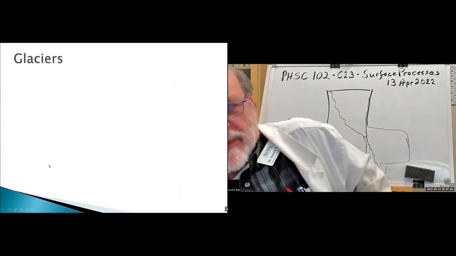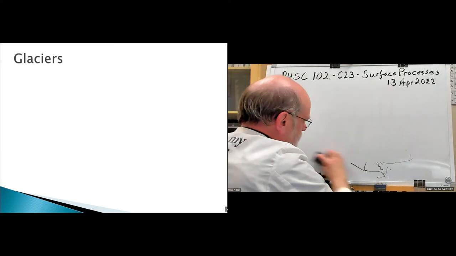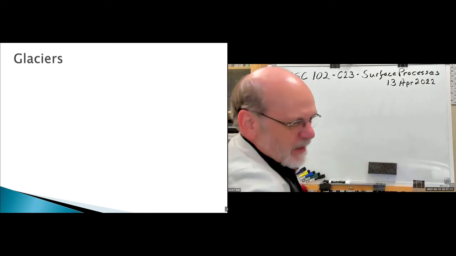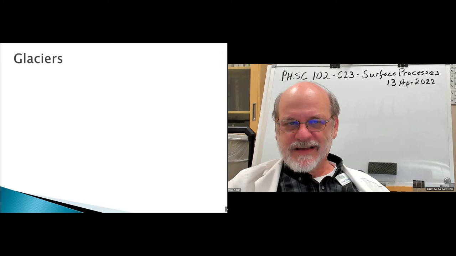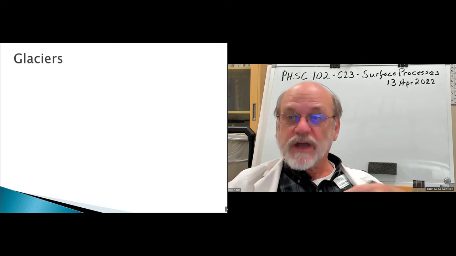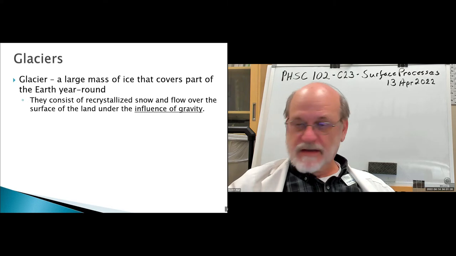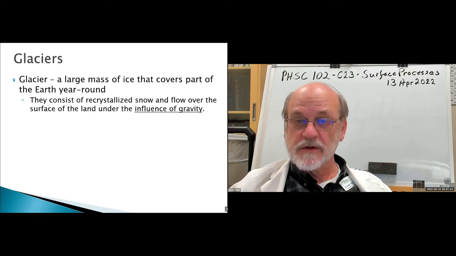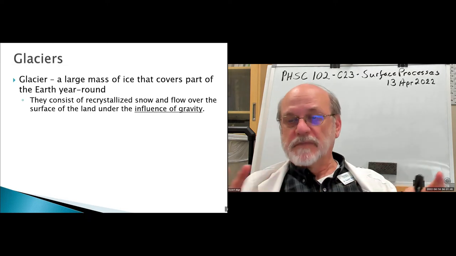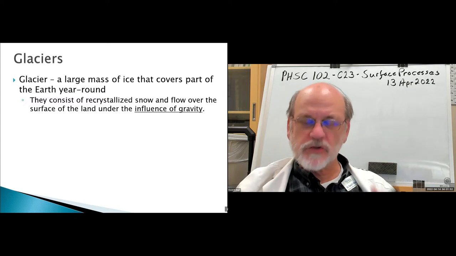Here we go. Now, we talked about erosion mechanisms, and up to this point, we focused on water. Now we're going to look at solid water, glaciers, how glaciers work and erode minerals and rocks. Everybody has an idea of what a glacier is, but this is the definition: a large mass of ice that covers part of the Earth year round. In other words, it may change shape over time, but the glacier overall is a permanent fixture over short periods of time anyway.